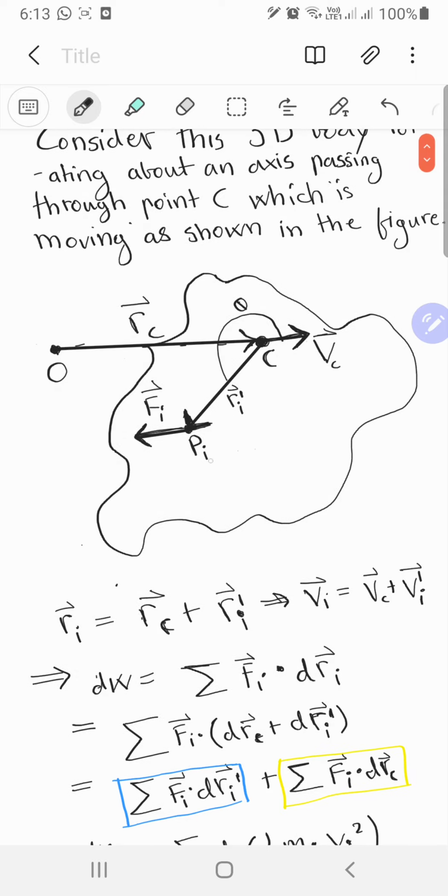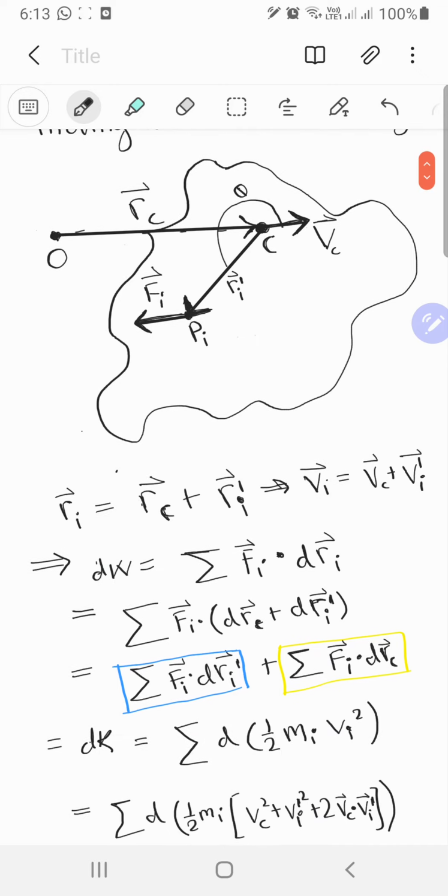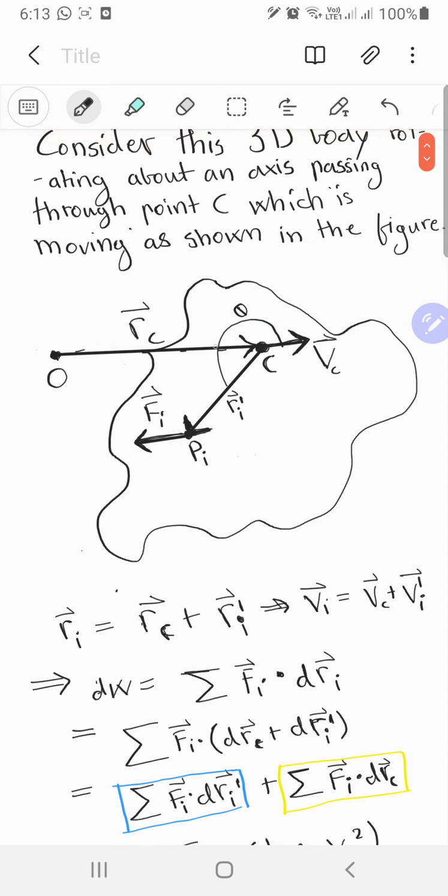So that means that the position of Pi with respect to O will be given like this, and once we differentiate this equation we get this equation. Also this theta is the angle which Ri dash bar makes with the axis.